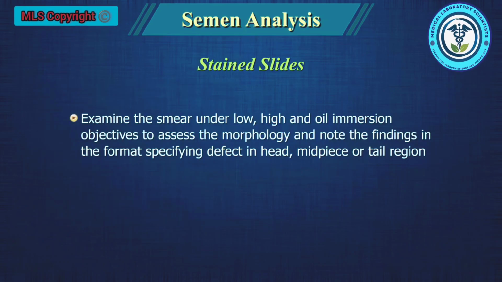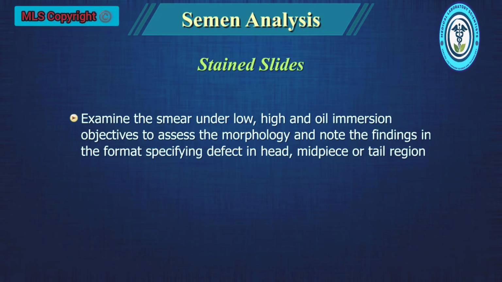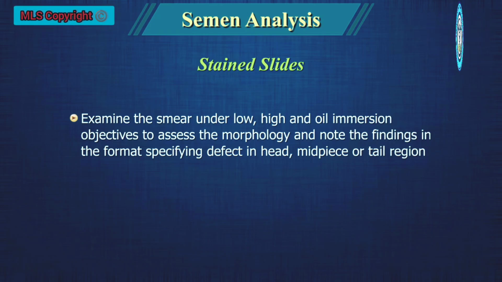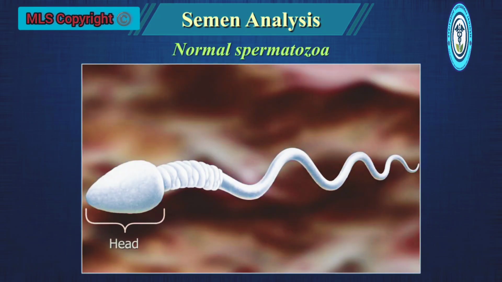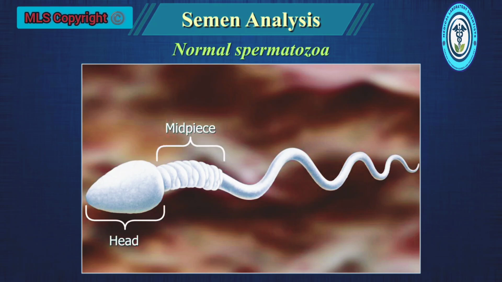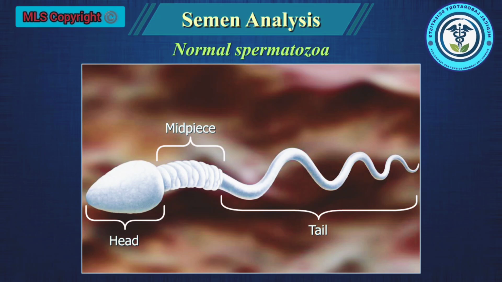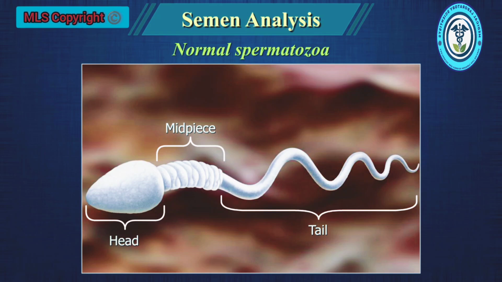Examine the smear under low power, high power and oil immersion objectives to assess the morphology and note the findings in a format specifying defect in head, mid-piece or tail region. A normal spermatozoa consists of a head, mid-piece and a tail. For spermatozoa to be considered normal, all parts must be normal. All borderline forms should be considered abnormal.